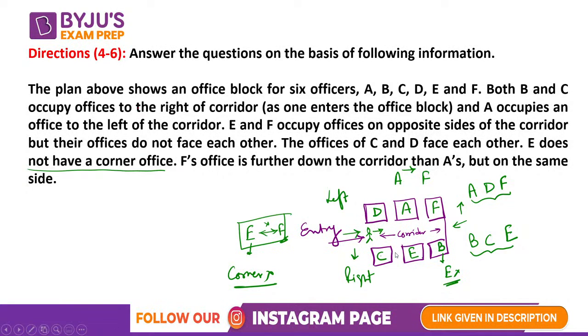Is that clear, everyone? E and F should not be facing each other. E should not be in the corner, right? And F should be further down from A, so basically the first office could not be that of F. C and D must be facing each other. Therefore we have taken C and D as the first ones, and after that A and F, and in the middle we have E and B. These are the final compositions.